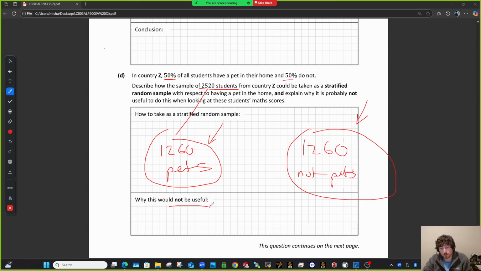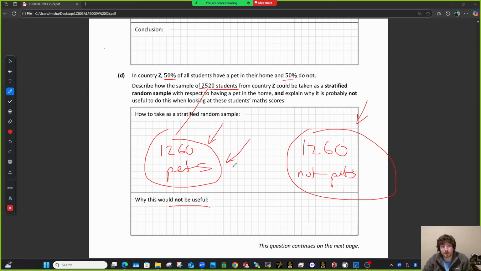Why wouldn't this be useful? Well, because why would having a pet affect your mean math score? So this isn't necessarily a good thing. There was no reason to break things up into their groups.